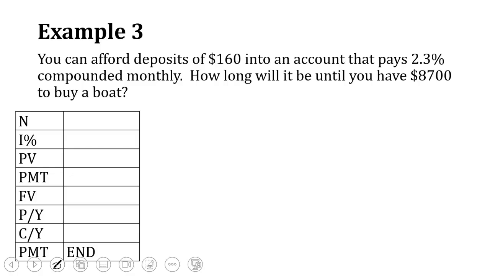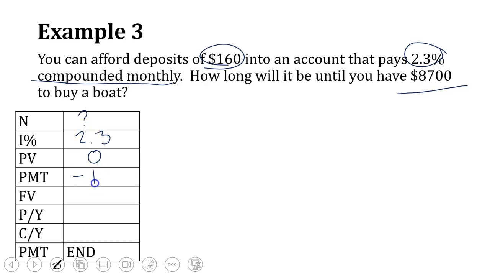Let's look at number 3. You can afford deposits of $160 into an account that pays 2.3% compounded monthly. How long would it take for you to save to buy a boat that's $8,700? As soon as I see that percent, I just put it in. Now, we do not know how long it will take, so we don't know the number of payments. How much money do I have now? $0, because I'm working to save.